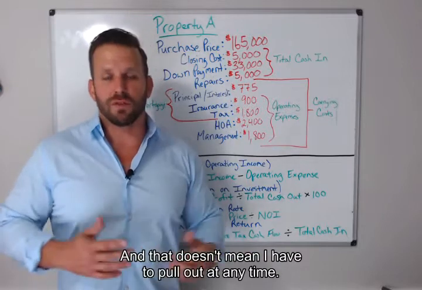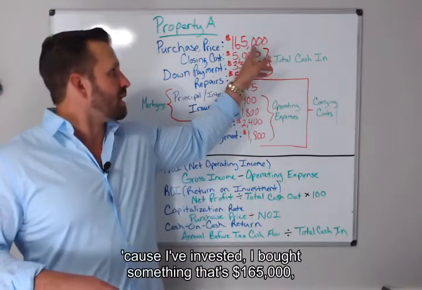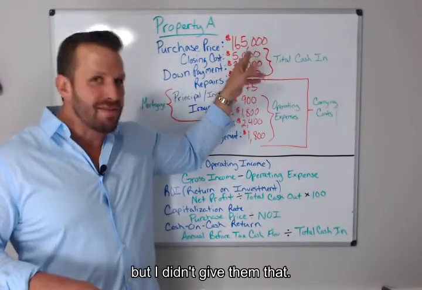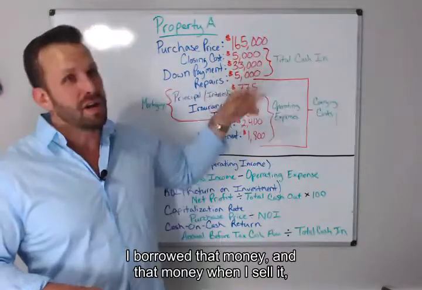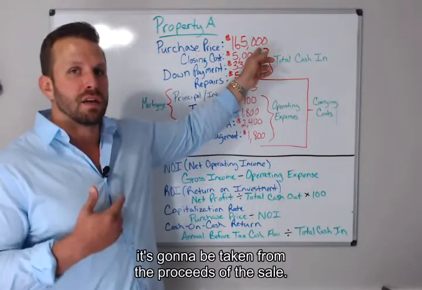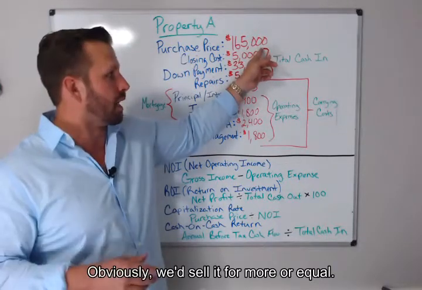And that doesn't mean I have to pull out at any time. And you only have to make this investment one time, because I've invested, I bought something that's $165,000, but I didn't give them that. I borrowed that money. And that money, when I sell it, I'll pay them back. It's not going to be taken from me. It's going to be taken from the proceeds of the sale. Obviously, if you sell it for more or at equal.